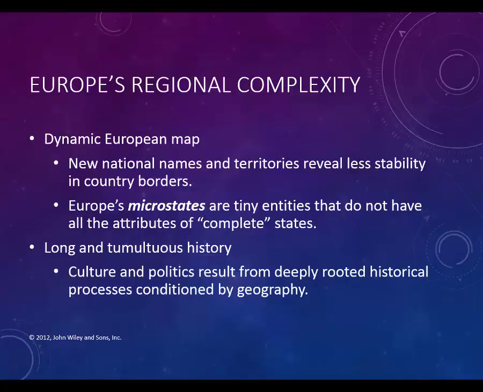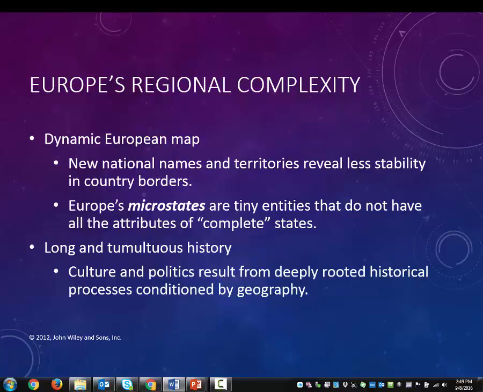Europe is considered regionally complex because its map is constantly changing. New nations are forming and being recognized, and we're also going to be concerned with what we call microstates, tiny separate entities on the map that don't have the attributes of complete states, like Monaco.